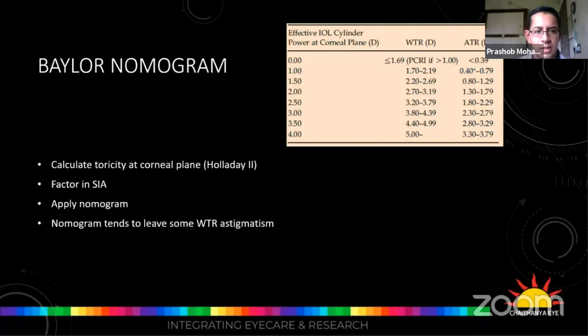Right now, the statistics are found to be as accurate or slightly more accurate than the physical methods of measuring the posterior corneal astigmatism. This is the Baylor nomogram, which was used before we got the newer formulae, where you have to factor in the surgically induced astigmatism along with the pre-existing astigmatism and use this table to apply your nomogram so that you leave some amount of with-the-rule astigmatism. Why we leave with-the-rule astigmatism is that as age progresses, there is an astigmatic drift of about 0.34 diopters every 10 years. So the patient tends to go towards against-the-rule astigmatism from with-the-rule as age progresses.